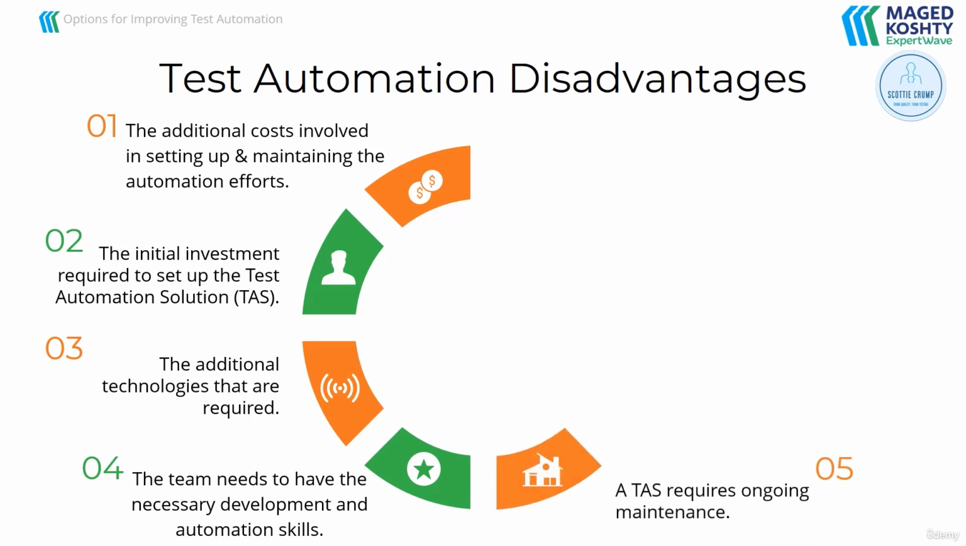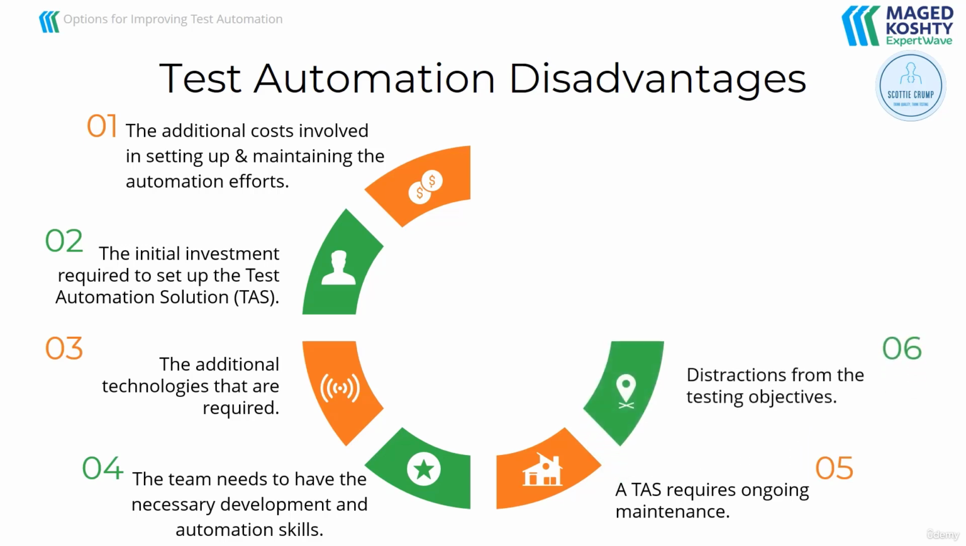A TAS requires ongoing maintenance. This means continuously updating the TAS to keep up with the current state of the system under test, SUT. Distractions from the testing objectives. Focusing on writing scripts to automate test cases can reduce how often you execute tests.